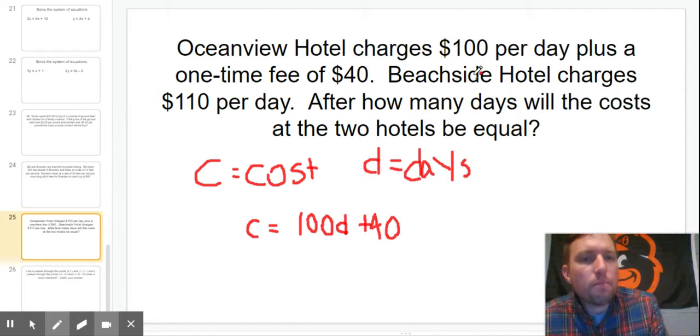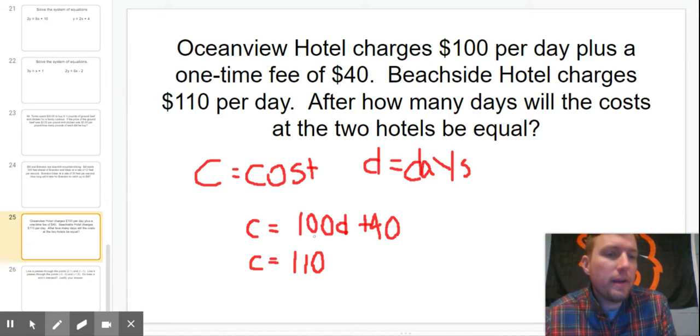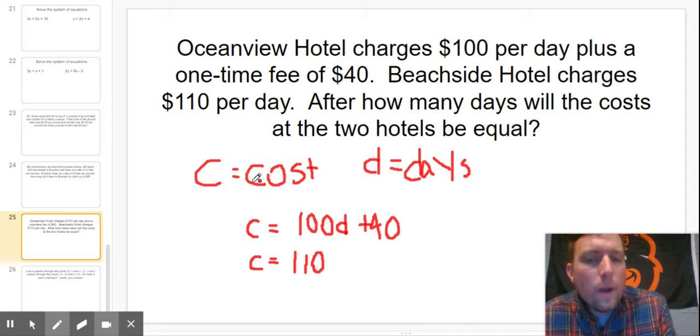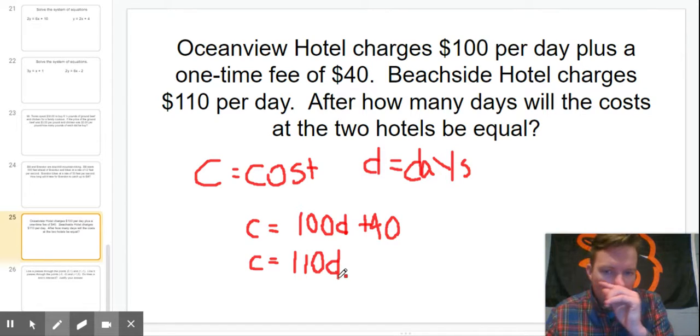Now, let's check out Beachside Hotel. Same thing, you have a cost, but Beachside makes it pretty easy. Beachside says it's $110 per day. No one-time fee. If you stay for one night, it's $110. 2 nights, it would be $220. 3 nights, $330. So we can use this. Oh, sorry, I forgot my days, D. We can use this to solve.